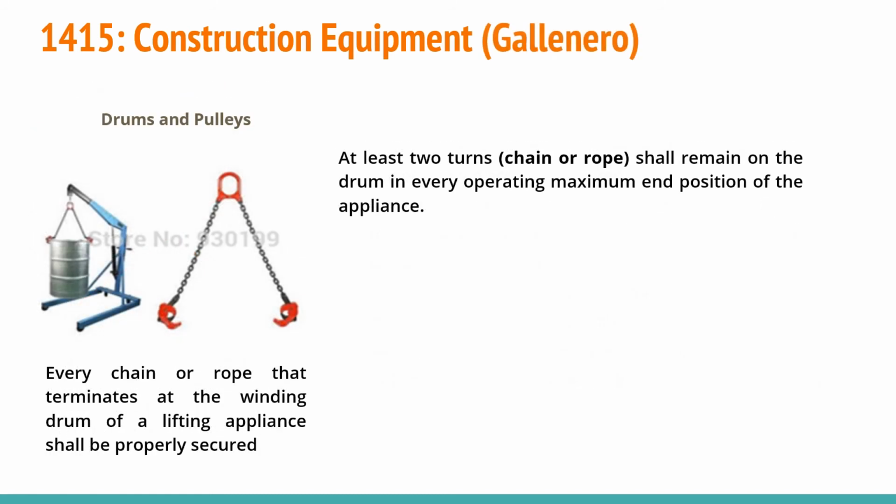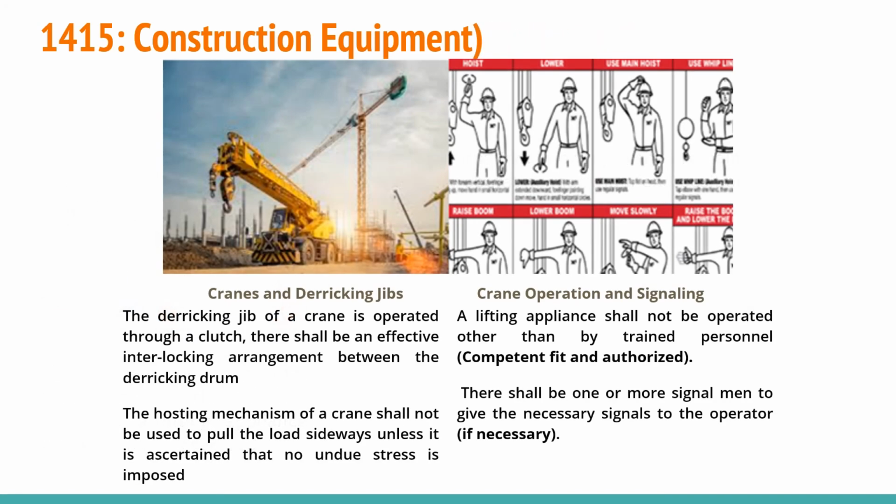Drums and pulleys. Every chain that terminates at the winding drum of a lifting appliance shall be properly secured so that it will not fall. The drums will not fall when using pulleys. At least two chains or ropes shall remain on the drum at all times at the two extremities. With regards to cranes and derricking jibs, ensure that there is an effective interlocking arrangement between the derricking drum. Do not use the crane to pull a load sideways unless no undue stress is imposed.